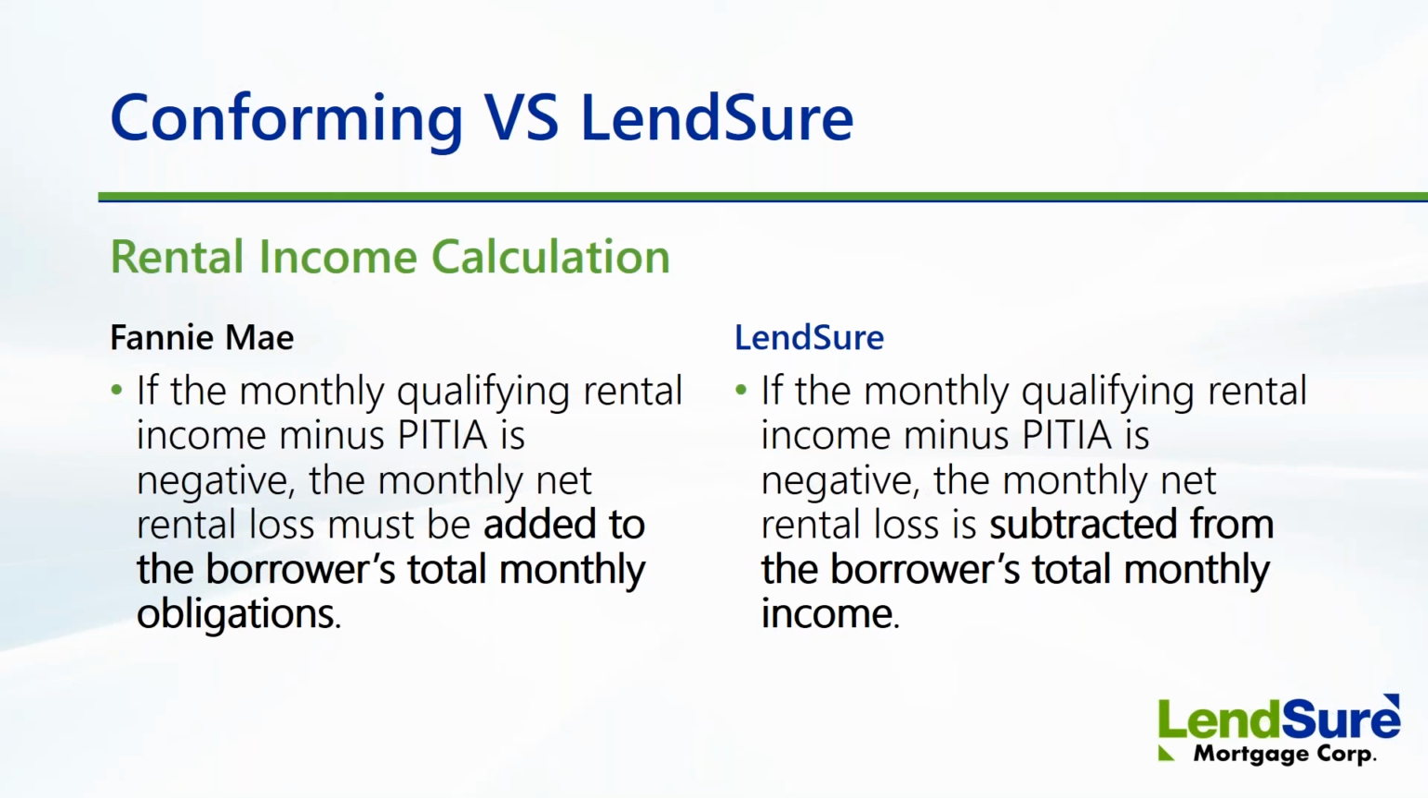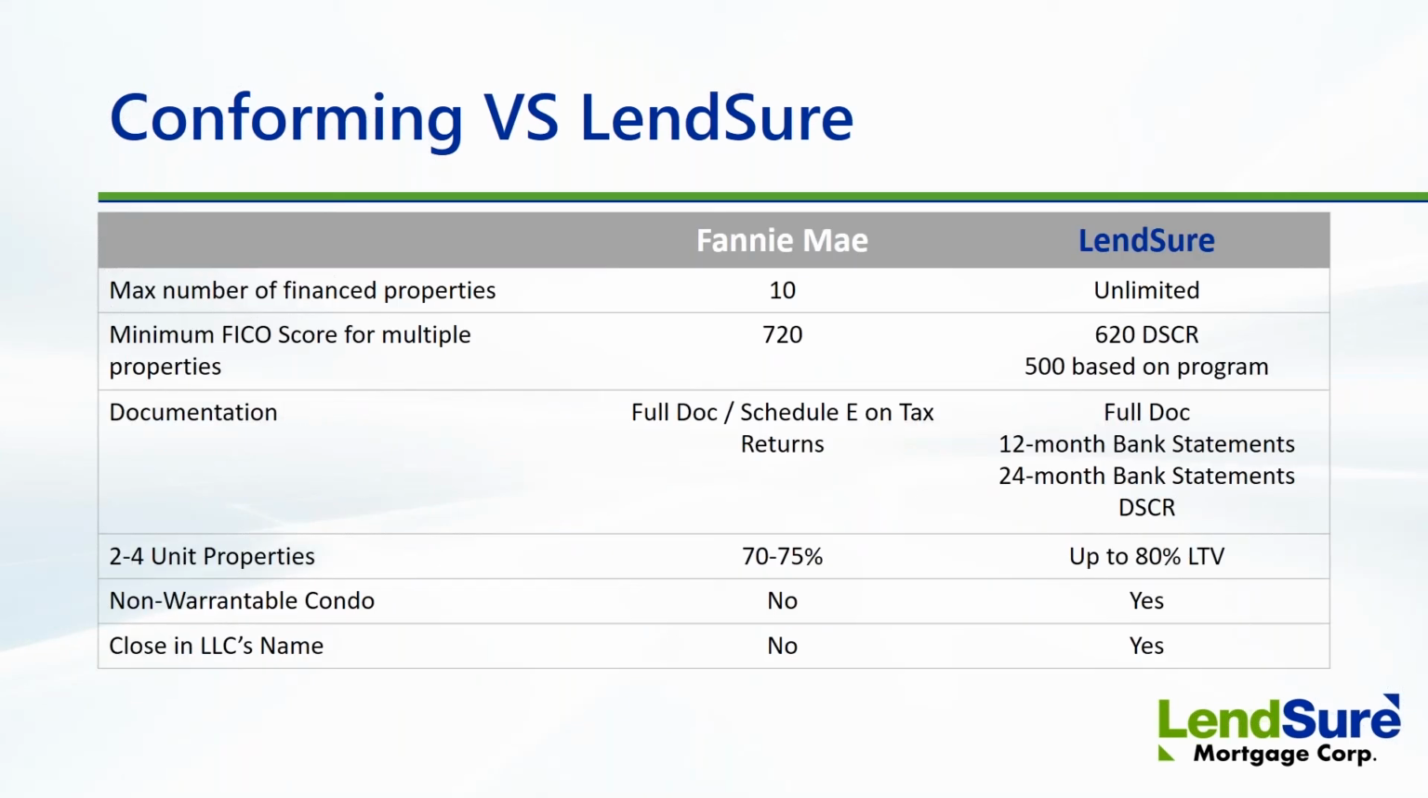Next slide, please. So this slide here, we're looking at comparing conforming, call it Fannie, to LendSure. I mentioned earlier that Fannie Mae's maximum financed properties is 10. We're unlimited. We do business with investors that have 30, 40, 50 properties regularly. Minimum FICO on Fannie is 720.